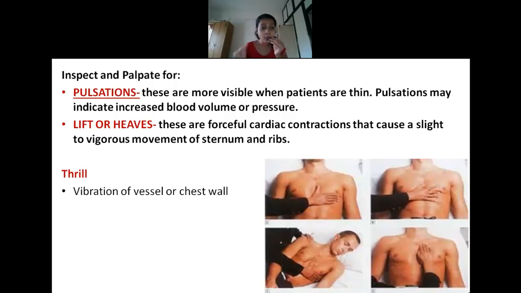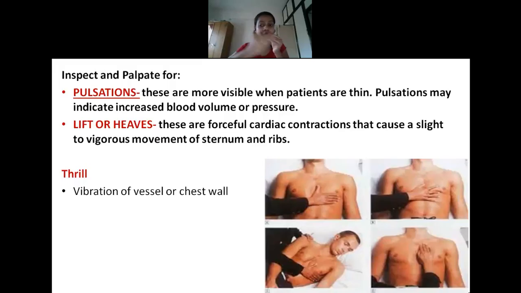Now, thrill means vibration. Normally, if you just place your hand on a sound system, what happens? You will feel the vibration, isn't it? Similarly, you can feel the vibration in the chest wall. That is called a thrill. Again, remember, thrill is not normal. In abnormal conditions only you will see thrills.